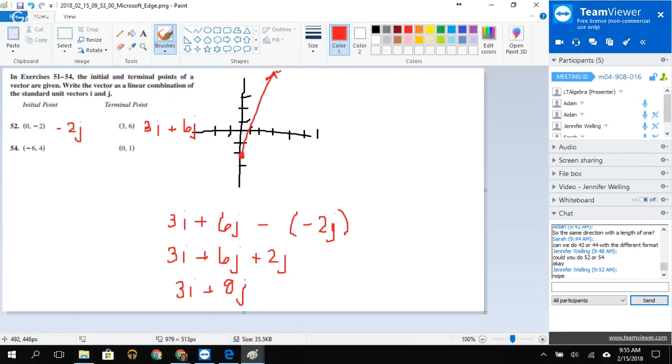Okay, and so then when you look at your graph, it actually makes sense because it's kind of like the slope, right? Back to your slope days. We're going 3 in the horizontal, which is the i direction. And then we're traveling, if I would have drawn this right, 8 in the vertical position. It's kind of like finding the slope all over again, right? So again, for 54, you're going to do the same thing. You're going to subtract the initial point from the terminal point, and that should give you the vector we have.